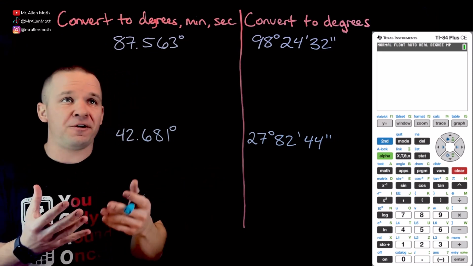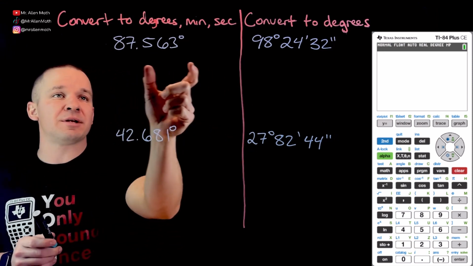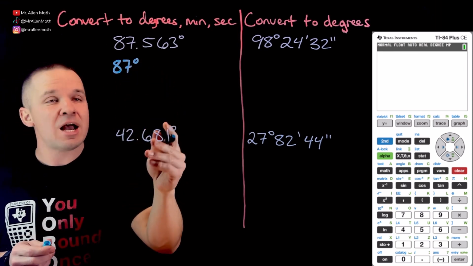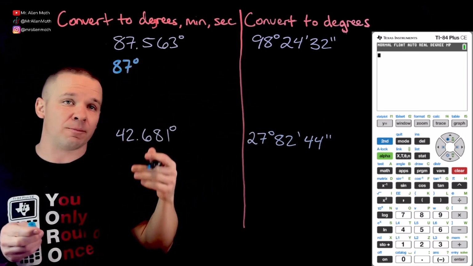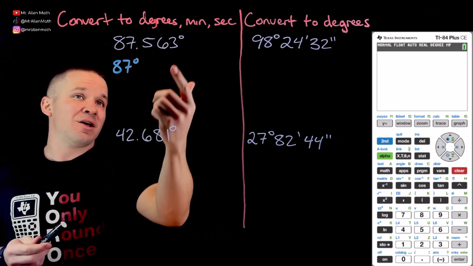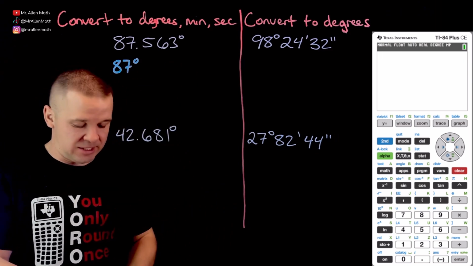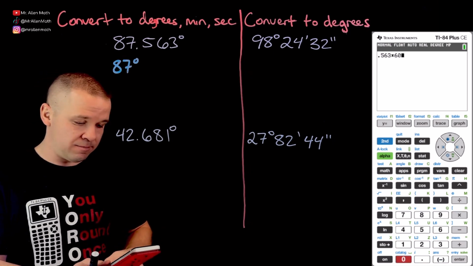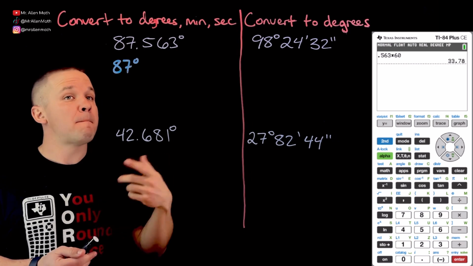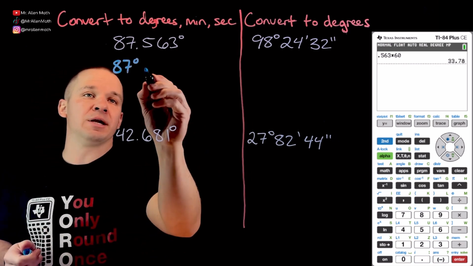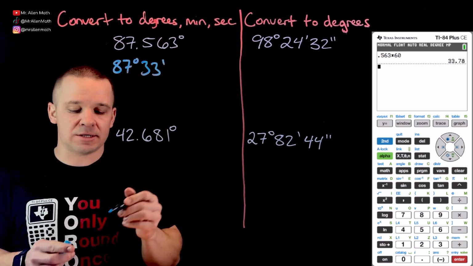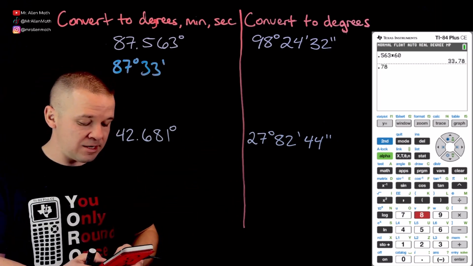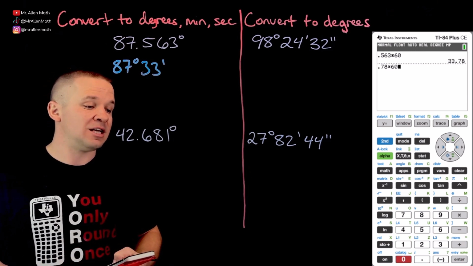To figure this out, I've already got the 87 degrees. I need to figure out the minutes and seconds for my decimal. So I'm going to take the decimal, 0.563, and multiply it by 60. That's going to tell me how many minutes I have. So 33 minutes. And then I'm going to take that decimal, the 0.78, times 60 to get my seconds.